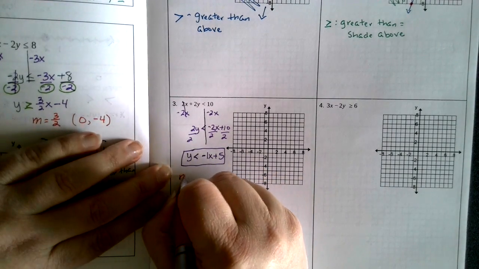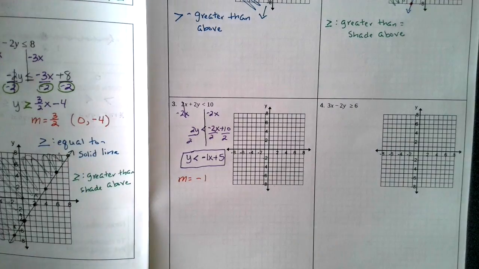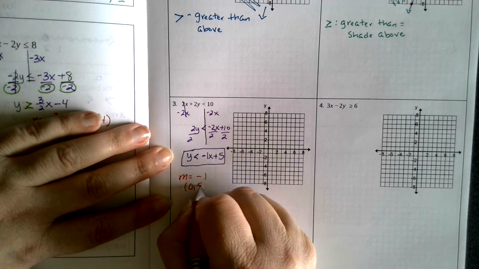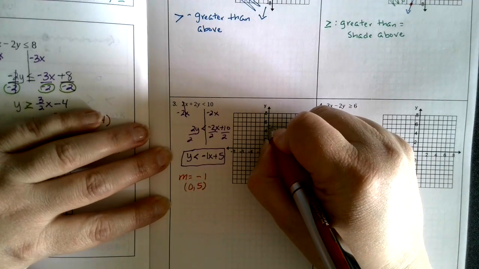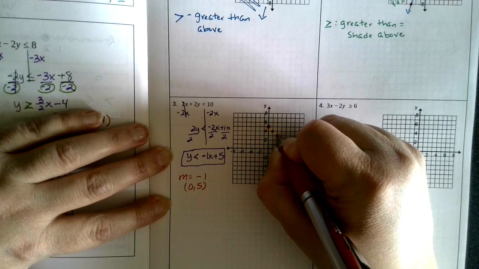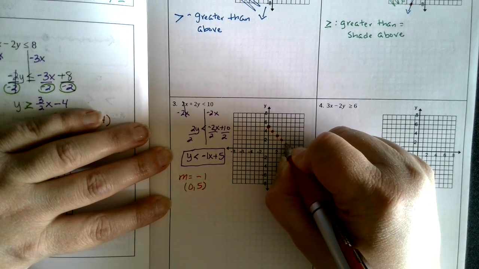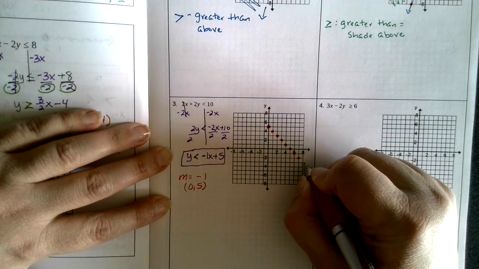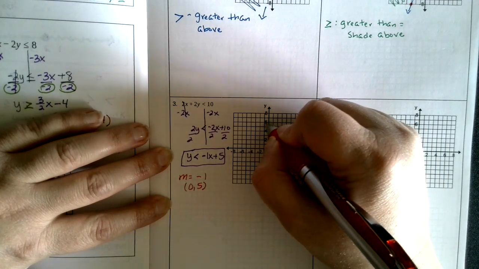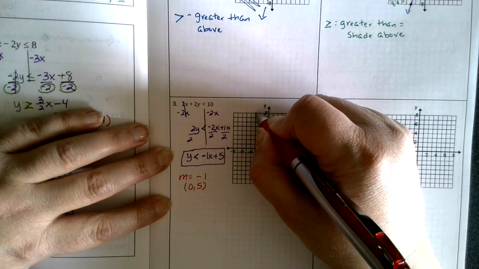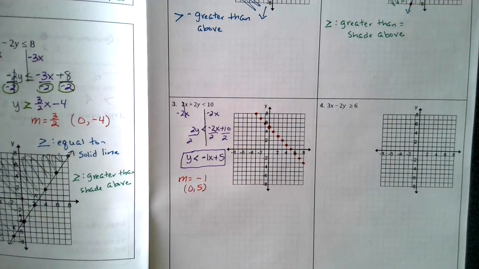So my slope is going to be negative 1. My y-intercept is 5, so my starting point is 0, 5. So I'm going to start here, and a slope of negative 1 means down 1 over 1. So I can just fill this in right away. And I can go the other direction, also up 1 and left 1 to fill in that whole thing.